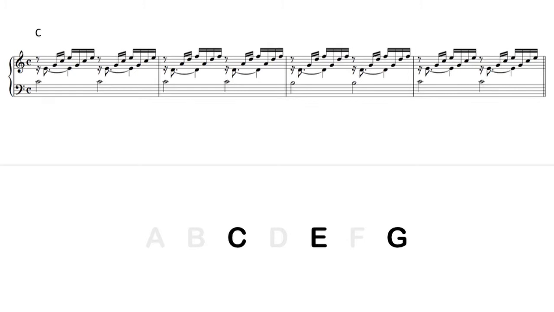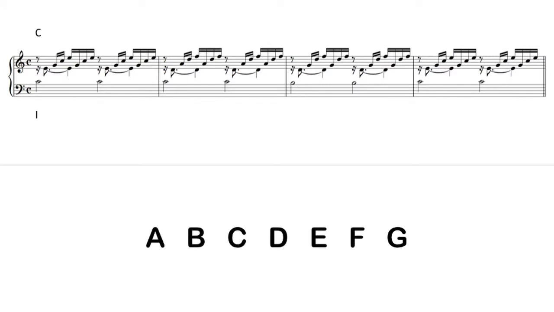C is the first scale degree in the key of C, the key that we happen to be in this case. So since I know that it's the first scale degree, it's going to get Roman numeral 1. And since I know that it's a major triad, I'm going to write that 1 as a capital Roman numeral, just like this. Let's move on to the second measure.